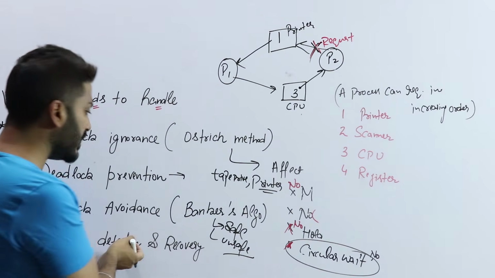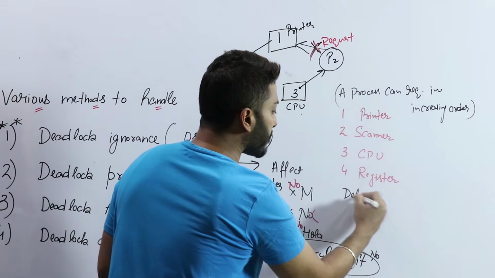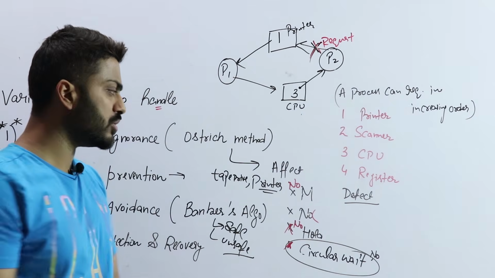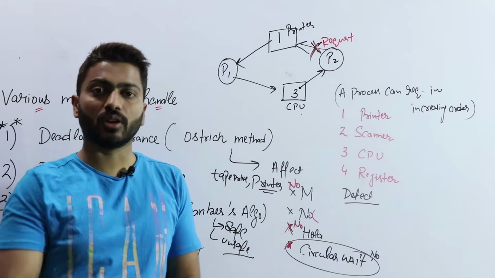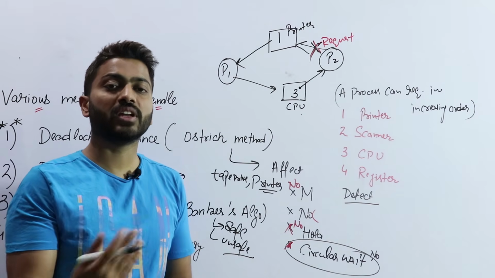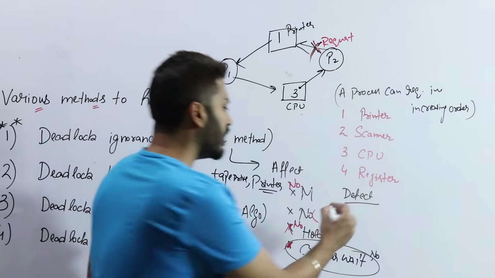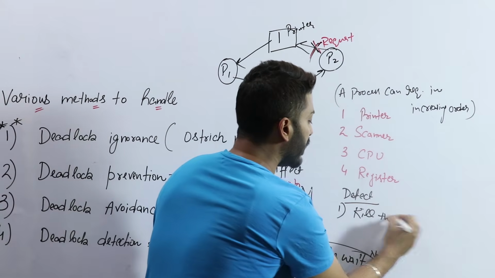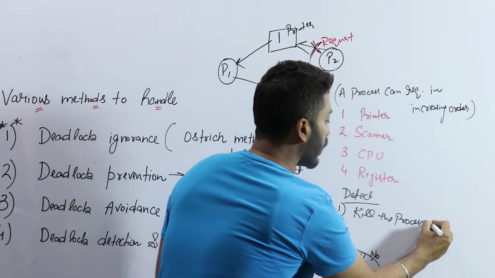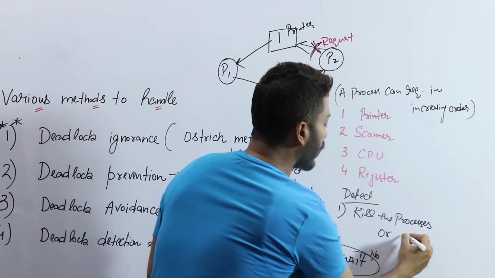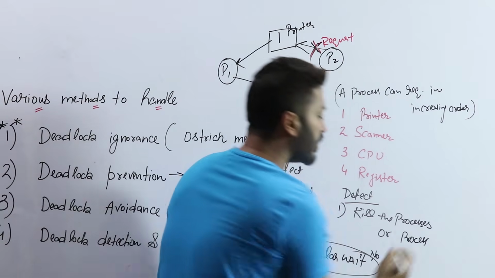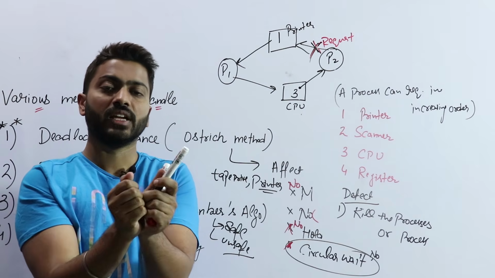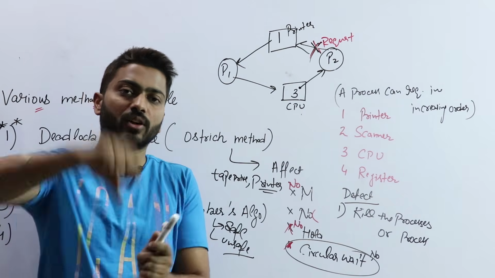So what does the concept say? First of all, we are trying to detect. After detection, if there is no deadlock, then nothing, we don't need to do anything. But if there is a deadlock, we are trying to do some recovery. Recovery simply says, let's say one method is kill the process. Kill the processes or a process. Means just simply kill whatever processes are in the deadlock situation, let's say 2 to 3 processes are in the deadlock situation.